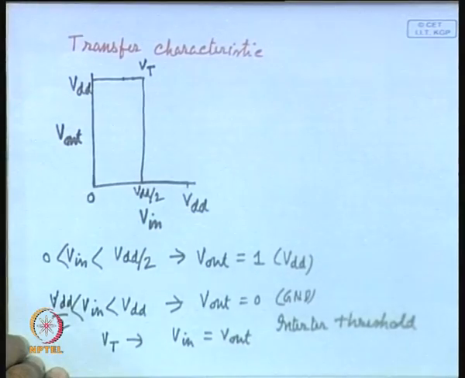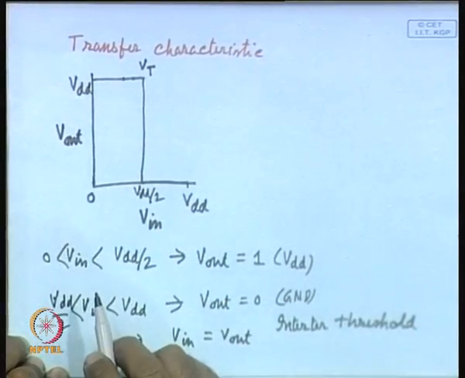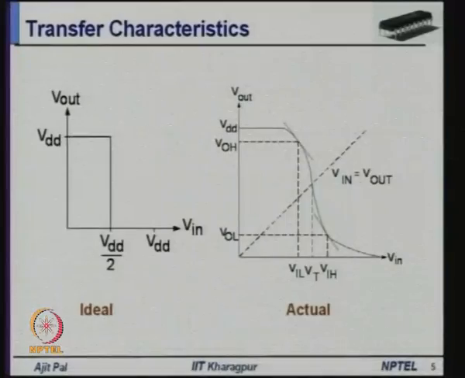But unfortunately, this ideal characteristic cannot be realized by any real life inverter circuit, including realization by using MOS transistors. So, the realistic situation will be different from the ideal characteristics of the inverter. So, how will it look? As you can see here, the actual characteristic is somewhat different from the ideal characteristic. We can redraw it here for your convenience.